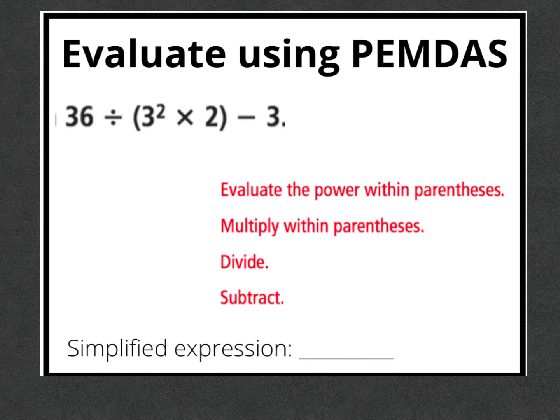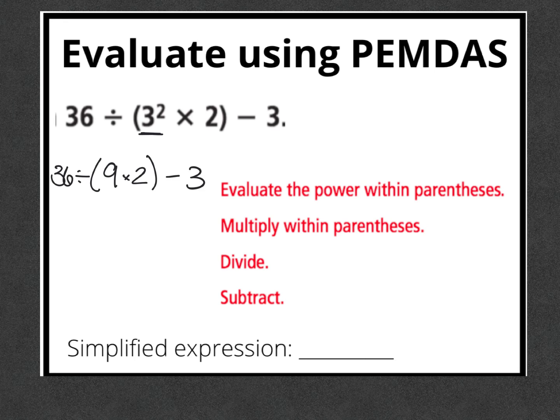So what this problem is saying is we've got 36 divided by 3 squared times 2, and then that's all in parentheses, and then subtract 3. So the first thing we need to do is solve the power within our parentheses first. So I'm just going to bring this down. So we have 36 divided by 3 squared, which is 9. 9 times 2, and then a minus 3.